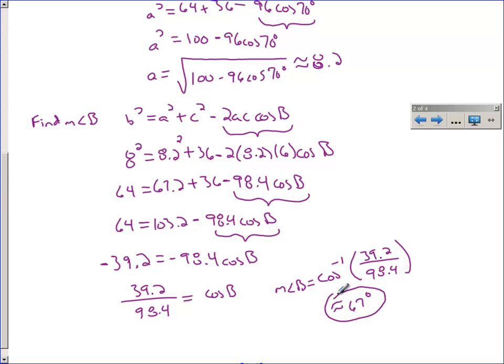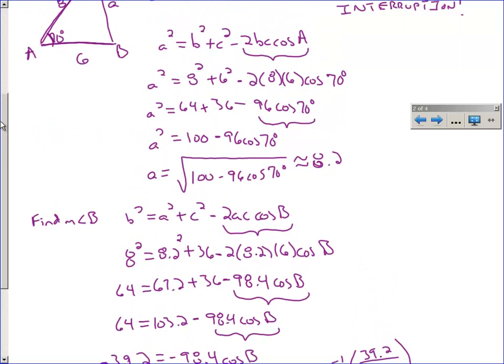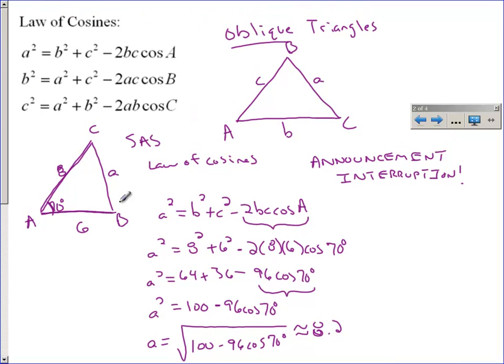So you can find missing sides and angles without a right triangle. So we're not going to be doing SOHCAHTOA, we're going to be doing this law of cosines. And again, I want you to notice that side angle side was something to start with, and why would you want to use the law of cosines? We're going to do word problems with this stuff.